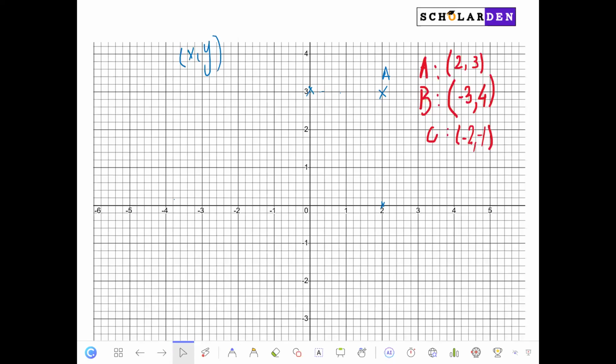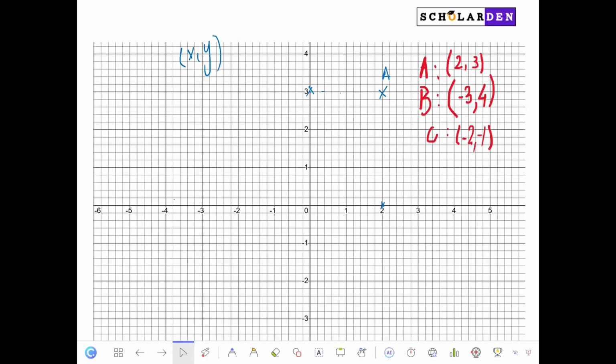Let's look at point B. So point B is minus 3 and 4. First of all, we realize that the value of the x coordinate over here is negative. So minus 3 and 4. So this is for the x-axis and this is for the y-axis. Looking at it, this is negative for the x and positive for y. So quadrant 2. Let's shift to quadrant 2 over here.